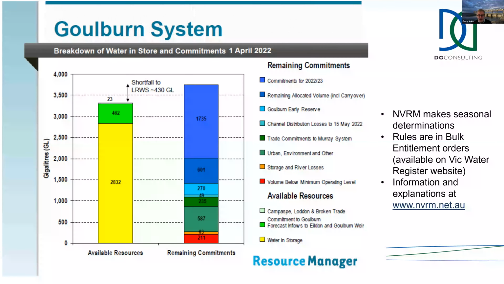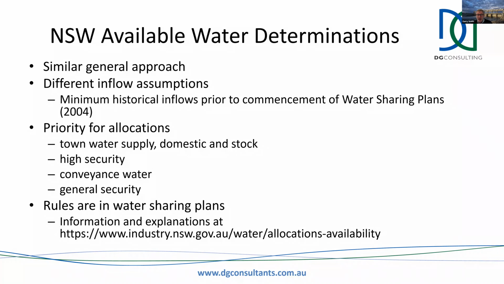So let's turn to New South Wales, and rather than a seasonal determination, they're called an available water determination. And as I said earlier, it's a similar general approach, but they have a couple of key differences, and one of those is the different inflow assumptions. So rather than the water in transit to the storage, which is guaranteed to arrive in storage, when there's lower allocations, New South Wales uses the minimum historical inflows prior to the commencement of their water sharing plans, which started in 2004. And that's roughly equivalent to the 99% probability of exceedance.